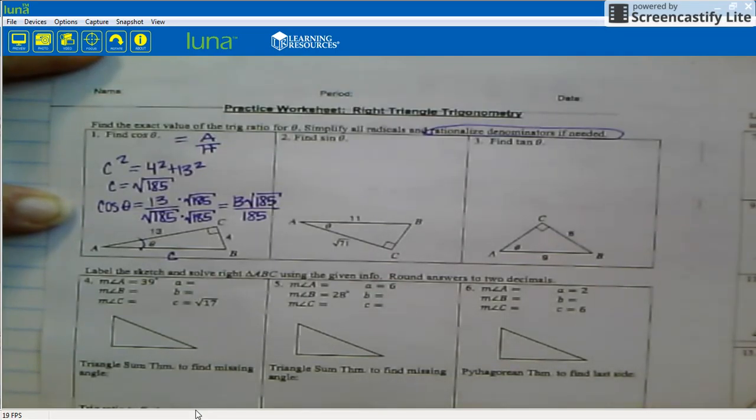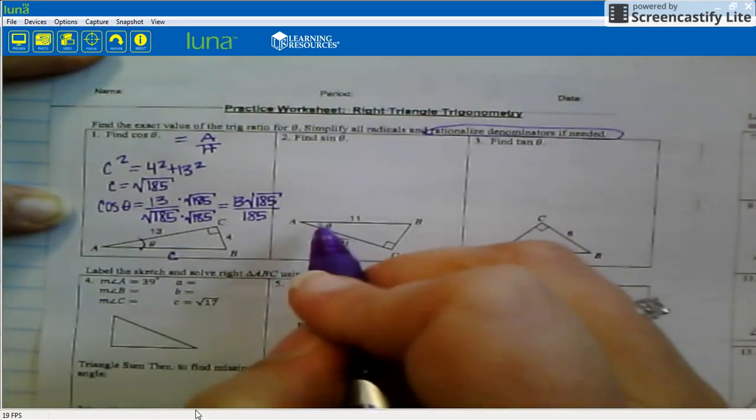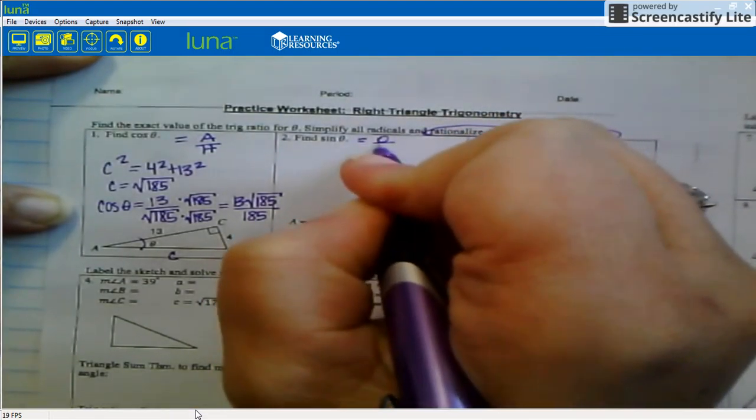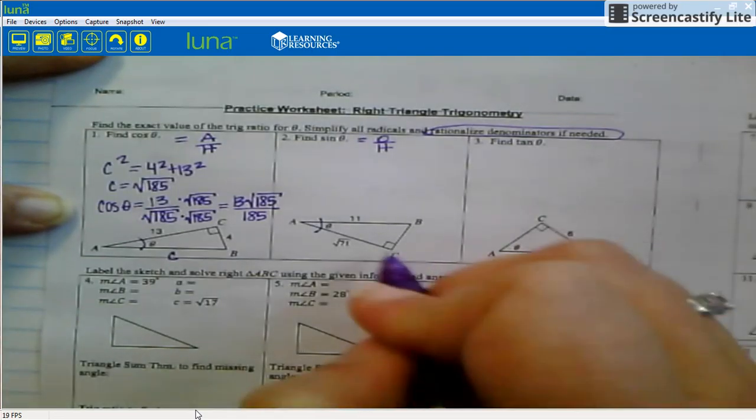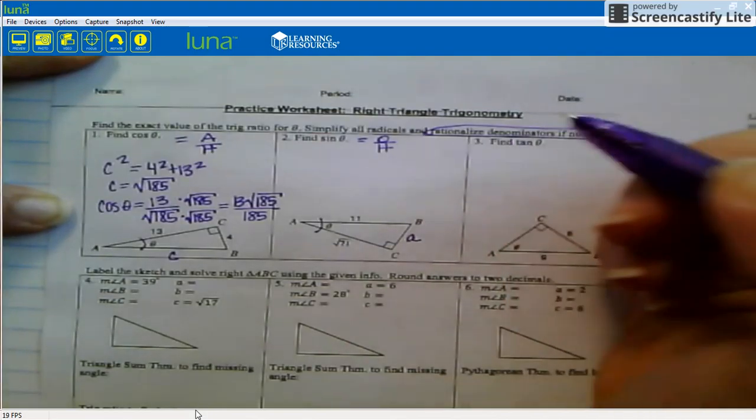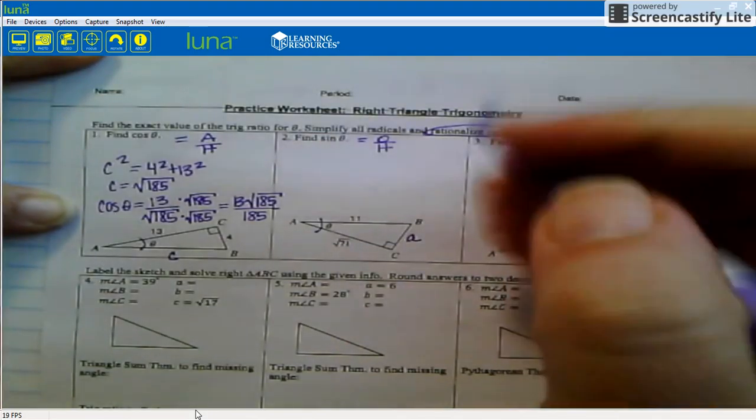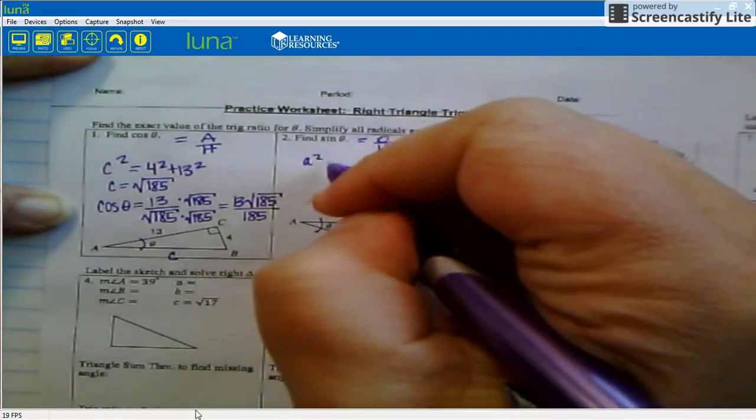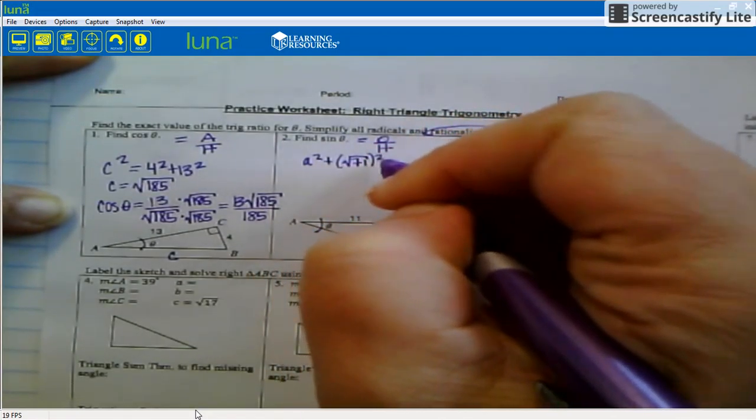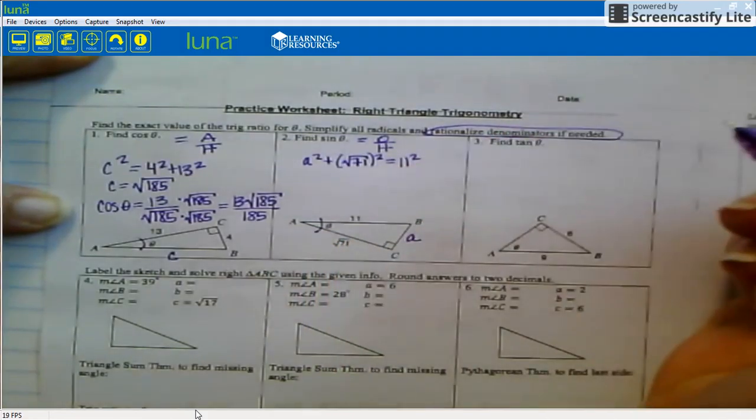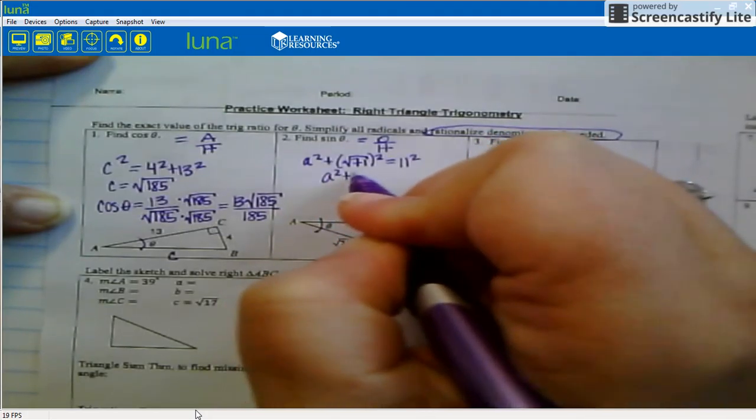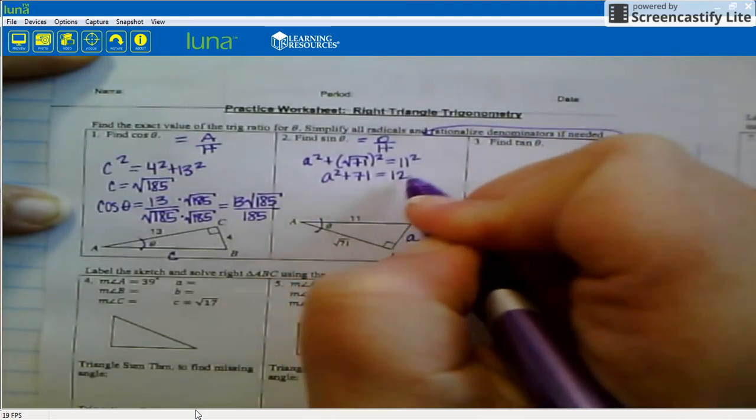In number 2, where you're finding the sine of theta, it's a similar setup. Here's my theta. And to find sine, I'm looking for the opposite over the hypotenuse. So I'm going to need to know this side. If I call this side A, well, I use the Pythagorean theorem from Monday. So I'm going to have A squared plus the square root of 71 squared is equal to 11 squared. So this is A squared plus 71 is equal to 121.